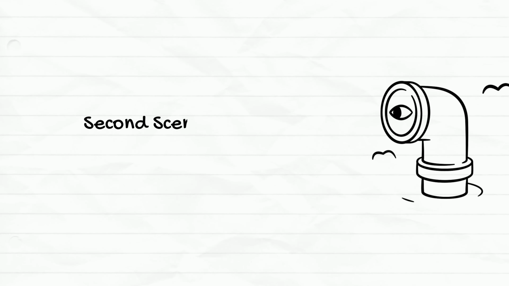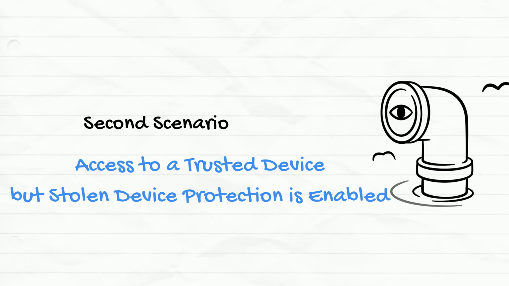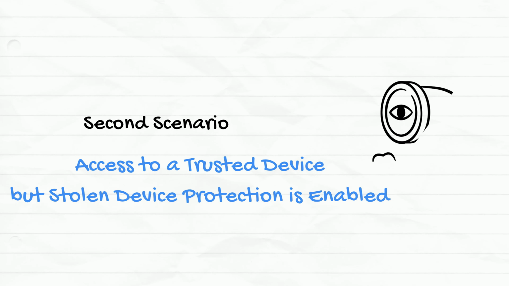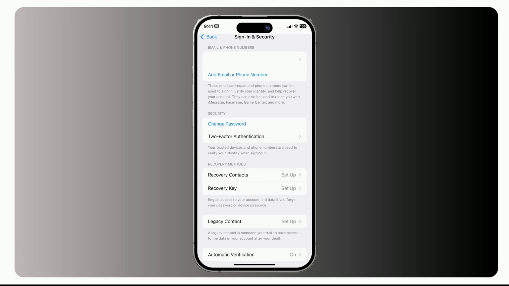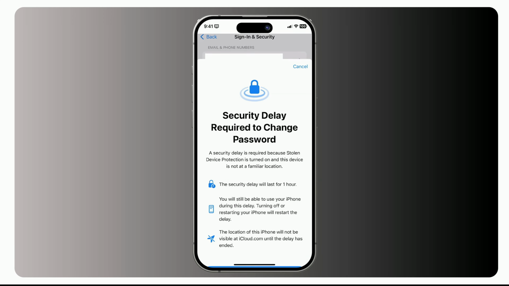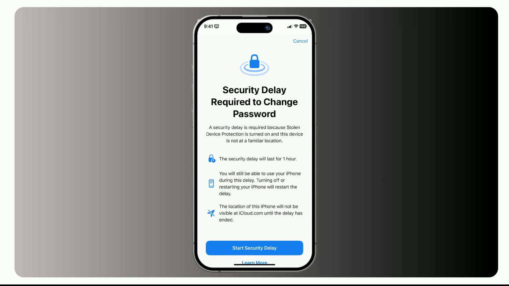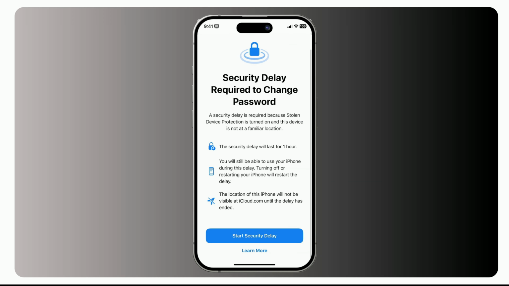Second scenario, you have access to a trusted device, but stolen device protection is enabled. If you have access to a trusted device, you might think resetting your password is simple, but there's one thing that could stop you: stolen device protection. What is stolen device protection?